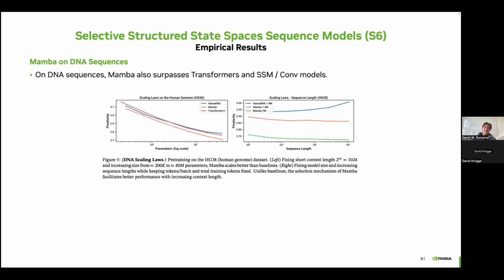On DNA sequences, they also did the same. Basically you see Hyena going here and Transformer going here, but Mamba is also lower. And in terms of perplexity, Mamba is also better than Hyena for this kind of DNA sequences. If you think about it, it makes sense because as we were mentioning, text and DNA sequences are not translation equivariant, right? They are very well structured, they're discrete, etc. So it makes a lot of sense that this is the case.